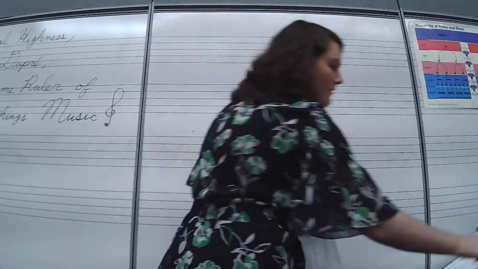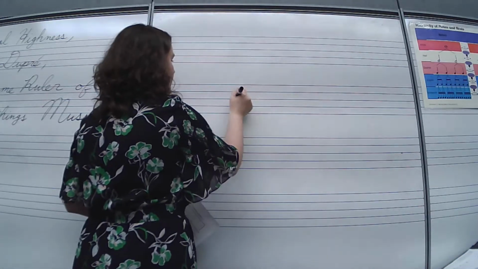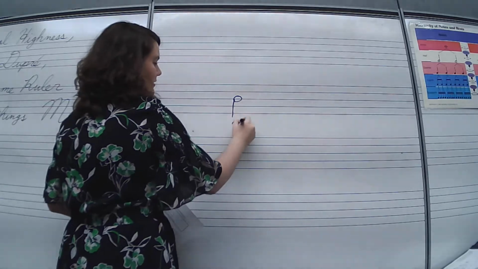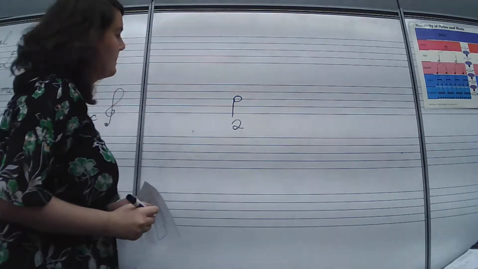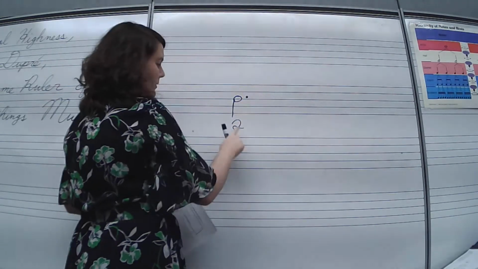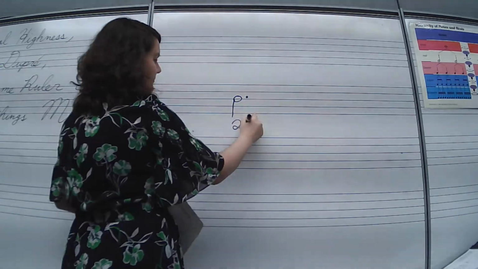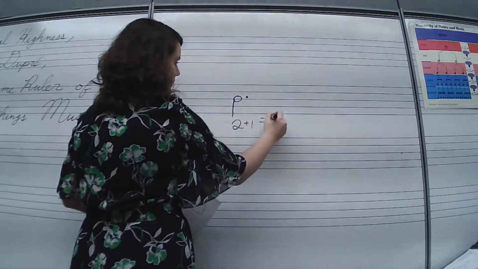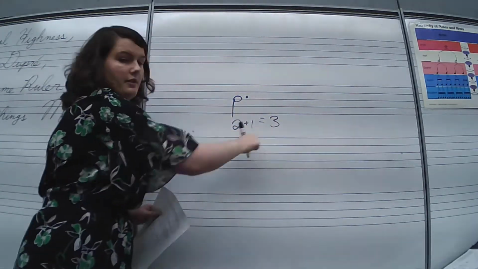We're going to do it with a half note now. We have a half note. Half note usually has 2 beats. We are now going to add half of its value. Half of 2 is 1. Dotted half note has 3 beats.